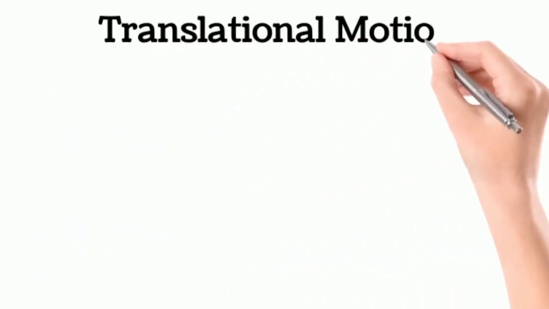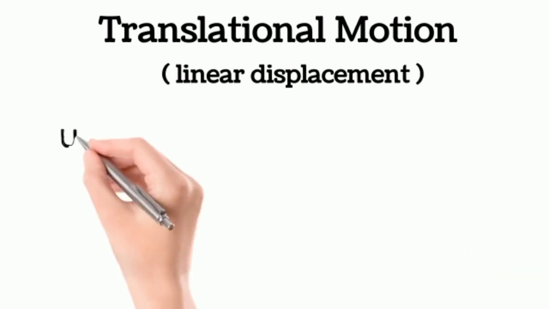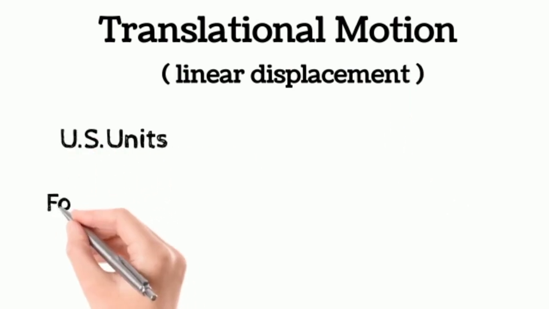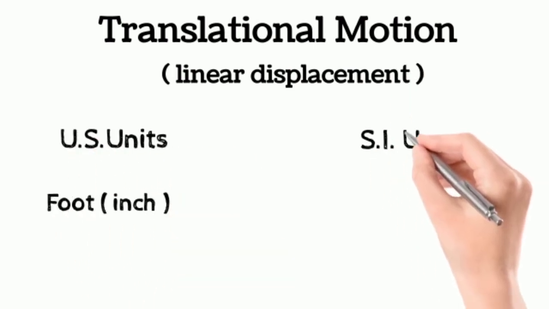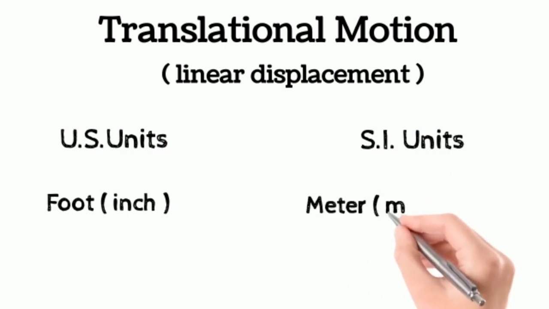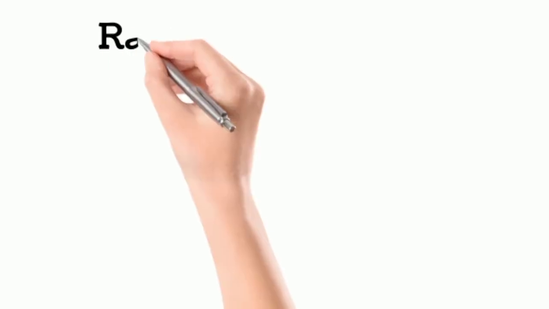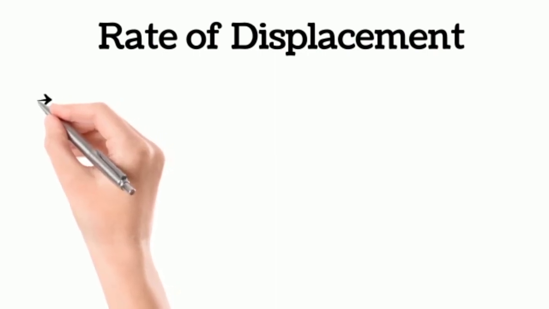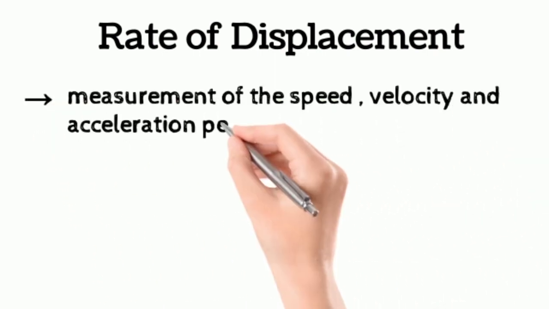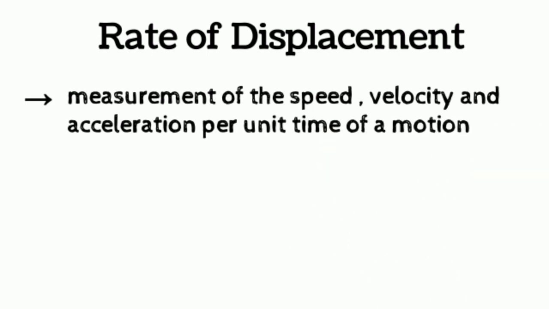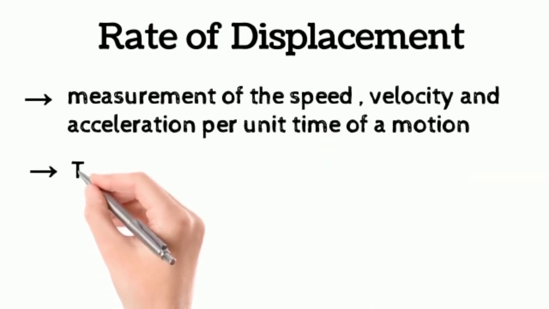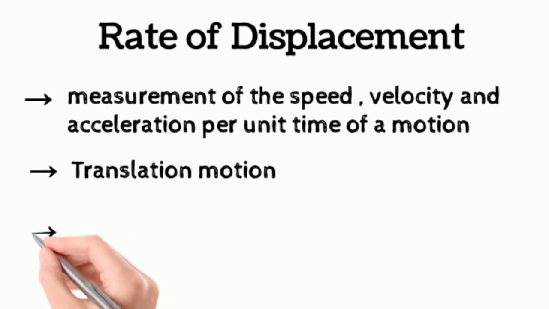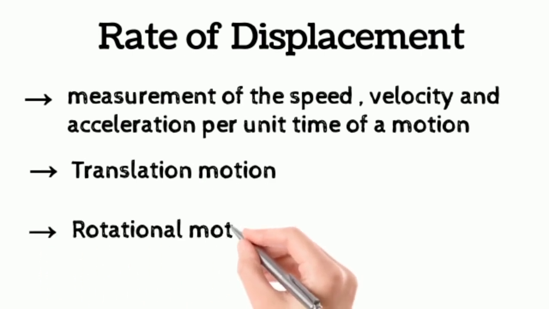Now coming to translation motion. Translation motion is nothing but linear displacement. Here US units are the foot or inch and SI units are the meter, millimeter or centimeter. Now coming to the final variable, that is rate of displacement. Rate of displacement is defined as the measurement of speed, velocity and acceleration per unit time of motion. The measurements of velocity and acceleration are seen in both motions, that is translation and rotatory.